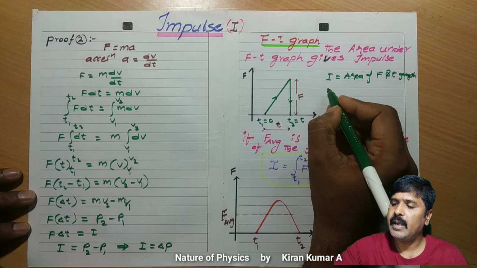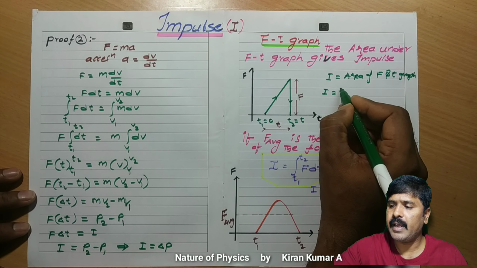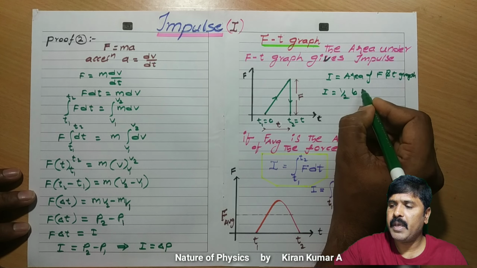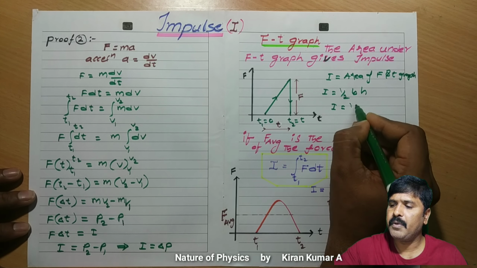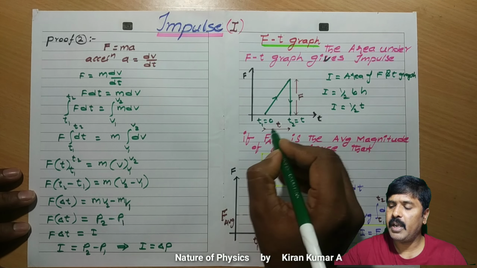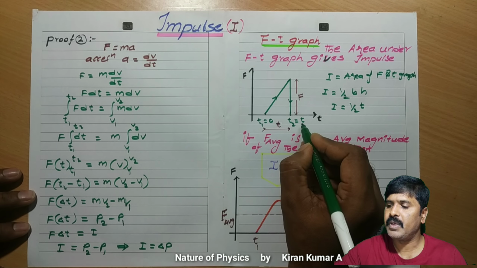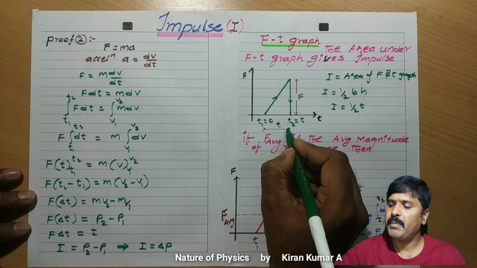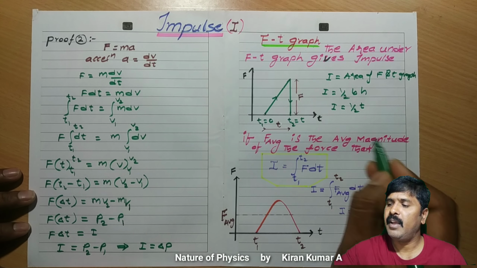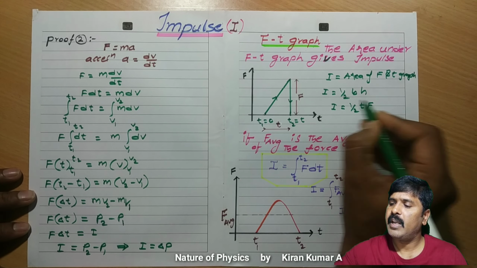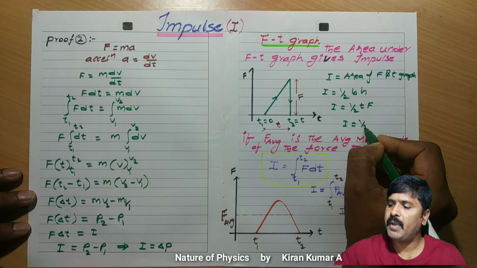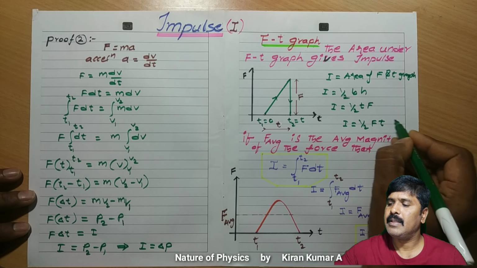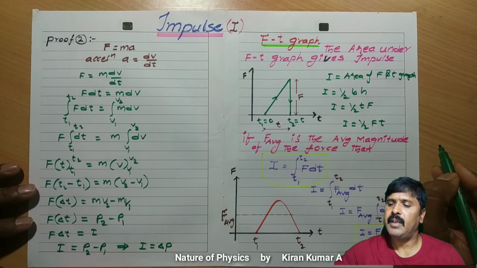Okay? So I is equal to, that is a right angle triangle, half into base into height, student. So I is equal to half into base, which is time t, initial time t1 is equal to 0, final time t2 is equal to t. So total time taken from initial point to final point is t, into height which is equal to F, student. So finally I can write I is equal to half into F t. This is the area under the F-t graph that gives the impulse, student.